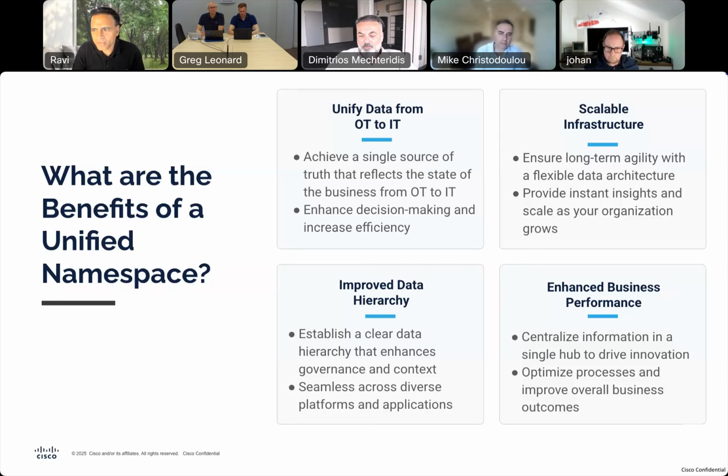It creates the scalable infrastructure, which is basically ensuring that as your data infrastructure grows, you're able to easily scale up, and it allows you to provide instant insights as your organization grows. And from a data hierarchy perspective, it clearly gives you a hierarchy of where the data is, which helps you govern the data and provide more context. It helps you bring data across different applications and diverse platforms together. And last but not least, it helps you enhance your business performance, because at the end of the day, that's what it's all about.